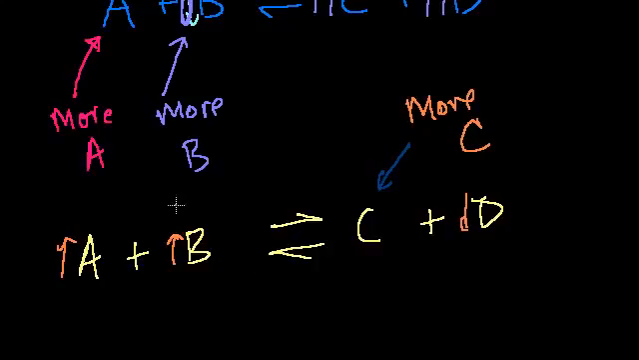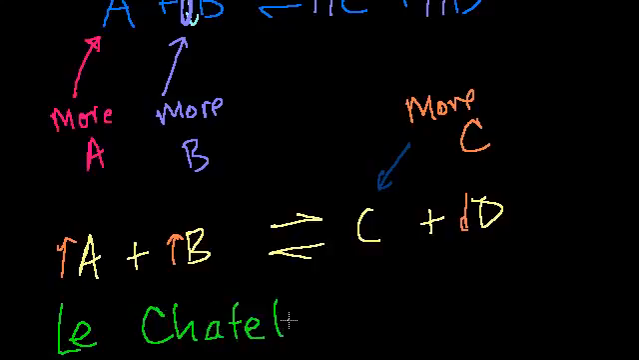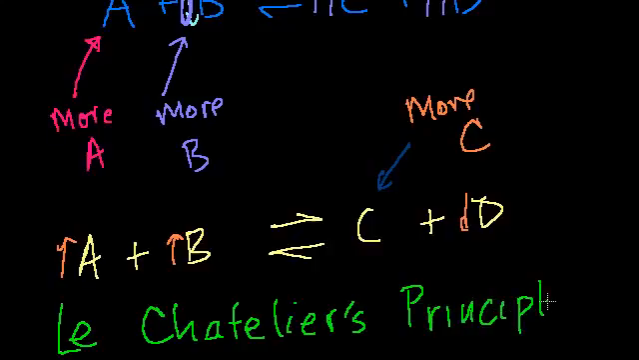And this idea seems pretty common sense, but there's a fancy name for it. It's called Le Chatelier's principle. If you've watched enough of these videos, I have to be careful with my spelling. And all it says is that when you stress a reaction that's in equilibrium, the reaction will favor one side of the reaction to relieve that stress.